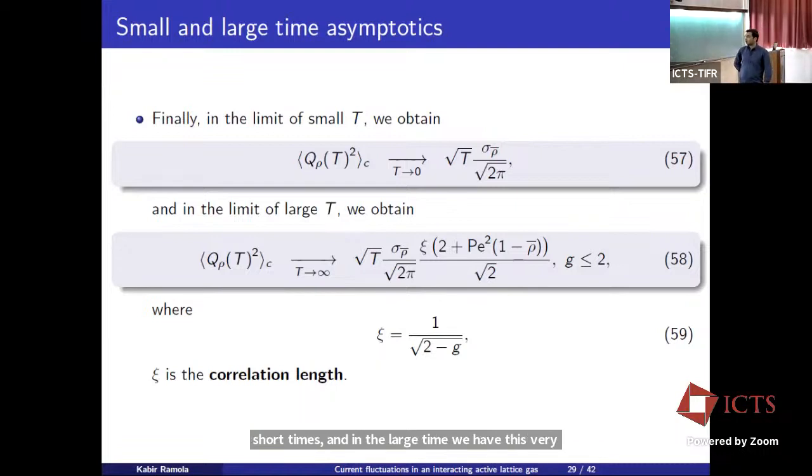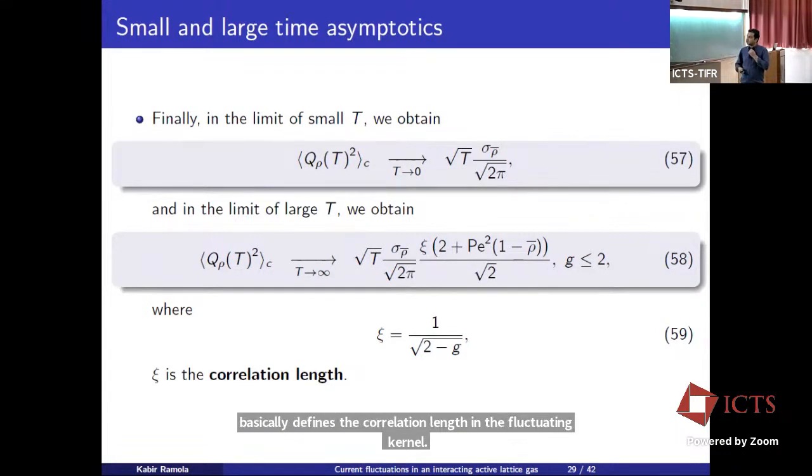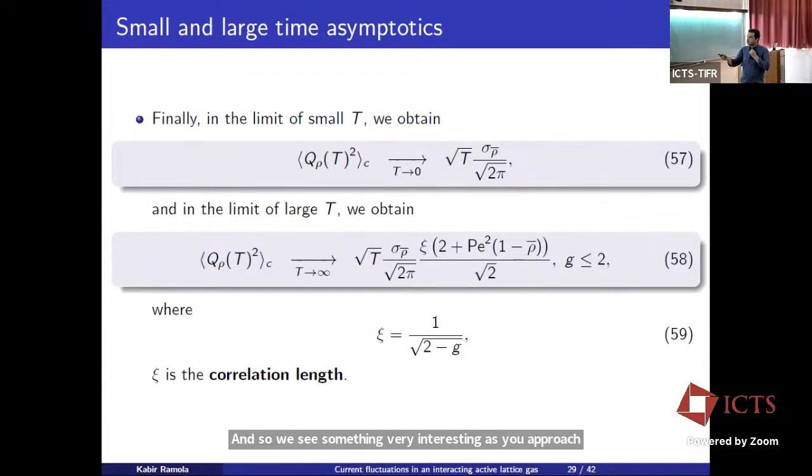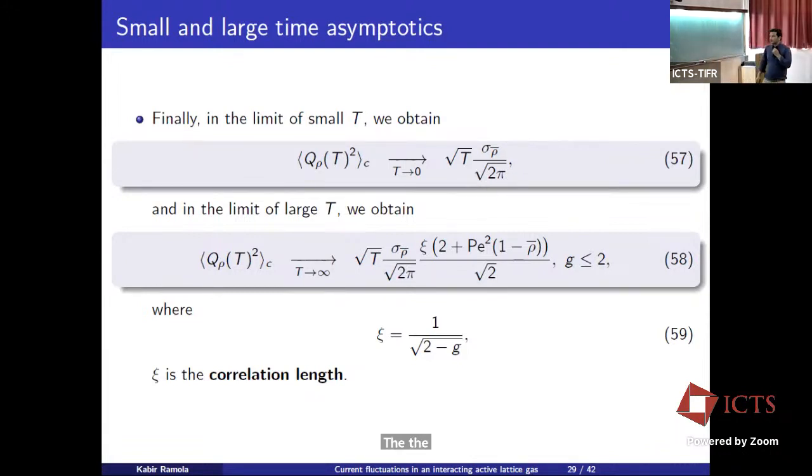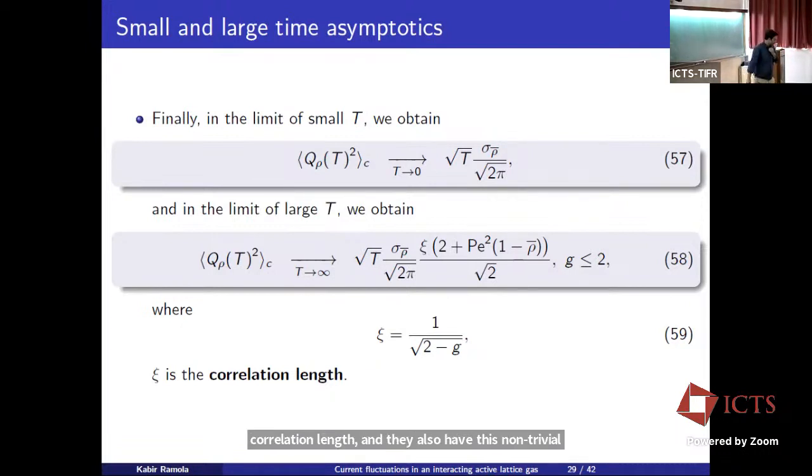exclusion result modified by activity and density in this way. And G is that function that I'd shown you before, which basically defines the correlation length in the fluctuating hydrodynamics framework. And so we see something very interesting. As you approach the critical point, the fluctuations seem to diverge with this correlation length, and they also have this non-trivial dependence on the activity and density. Yes, fine. Yeah, so this is what we would get.